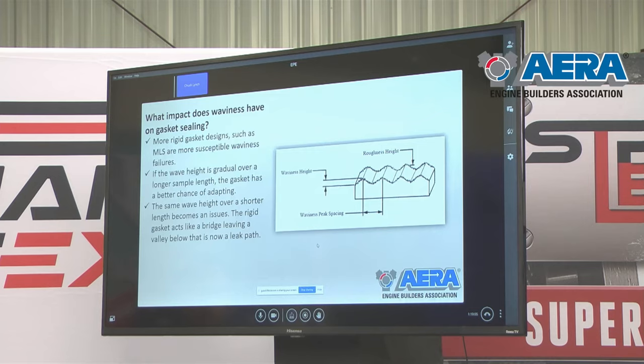Oftentimes, if you take the layers and start to pull the multiple layers of the MLS gasket apart, it looks like tiger stripes inside. So carbon has been tracking between the layers. So what's giving me those tiger stripes? Well, then you start to do Fuji paper testing, get the ability to measure waviness and whatnot, and you find out that it's waviness that's causing the problem. It's still a leak path. Just some of my experiences over time.